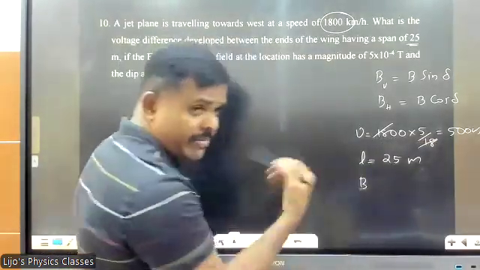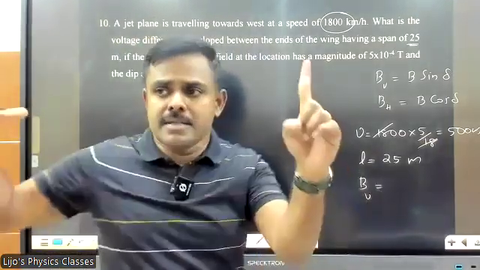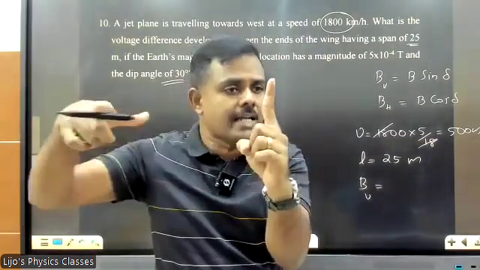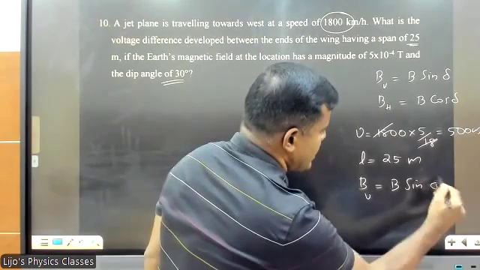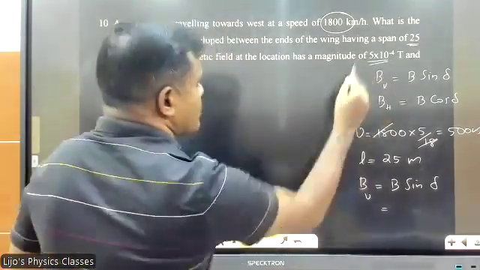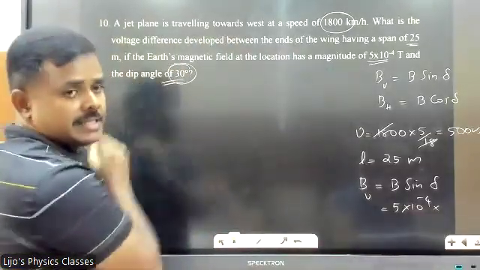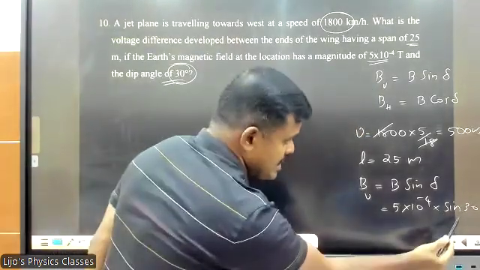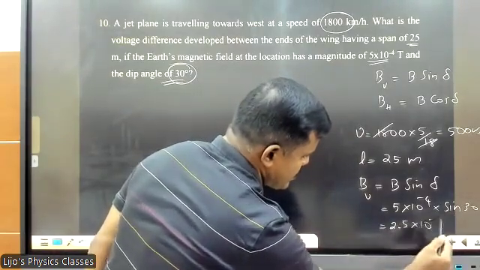Now the only thing that we need is B. Which B? Since the plane flies, it is cutting which component? The vertical component, B sin delta. What is B? The magnetic field is given, 5 into 10 raised to minus 4. Delta is 30, sin 30, which is 1 by 2. 1 by 2 into 5 gives 2.5 into 10 raised to minus 4.